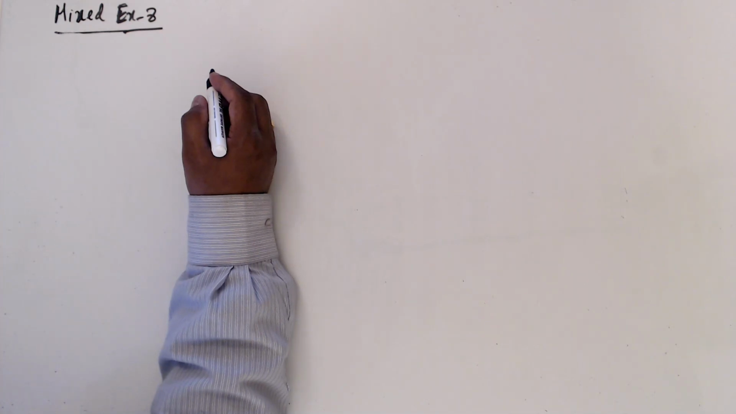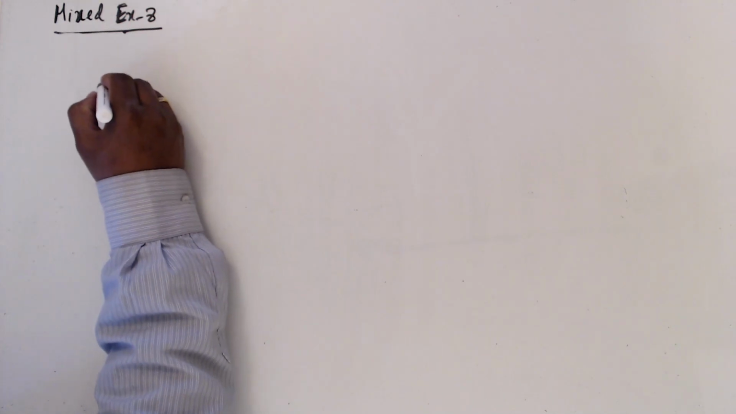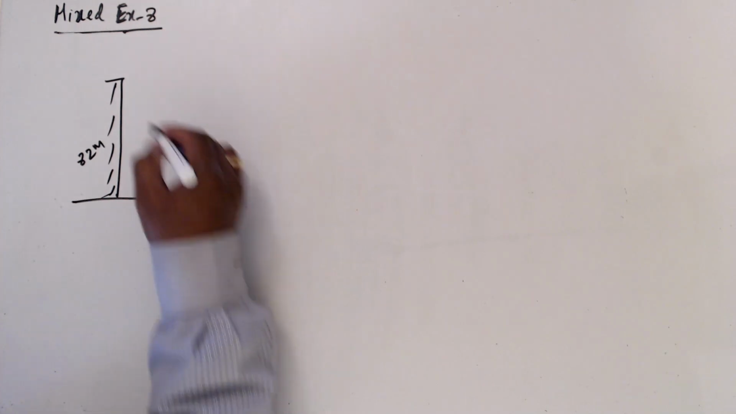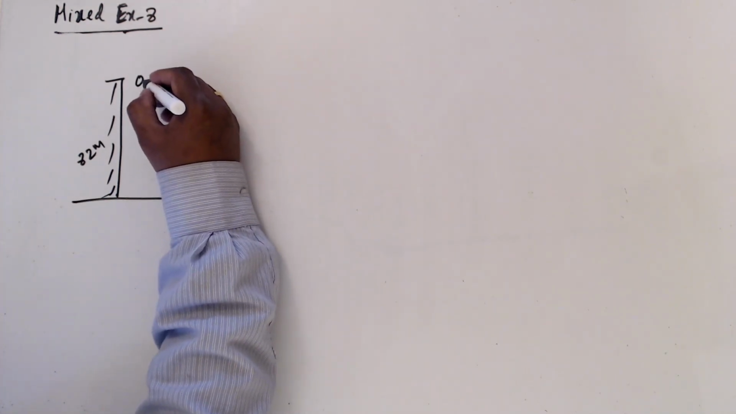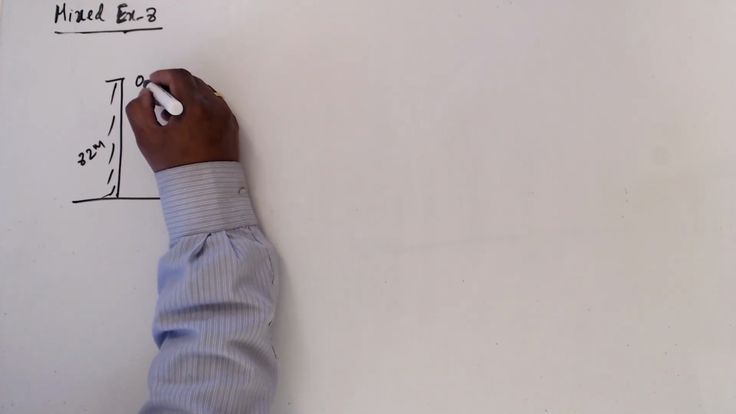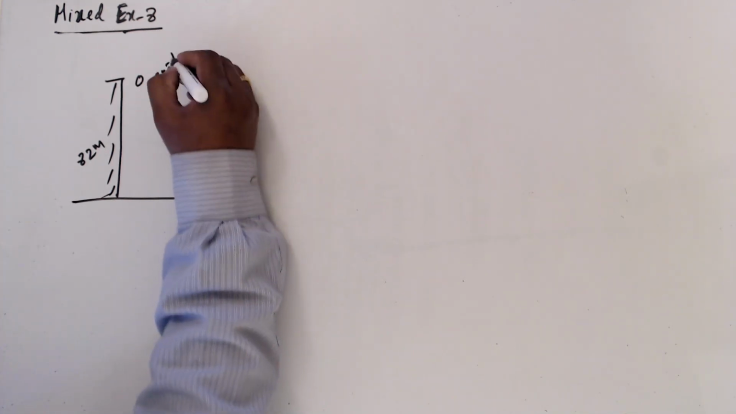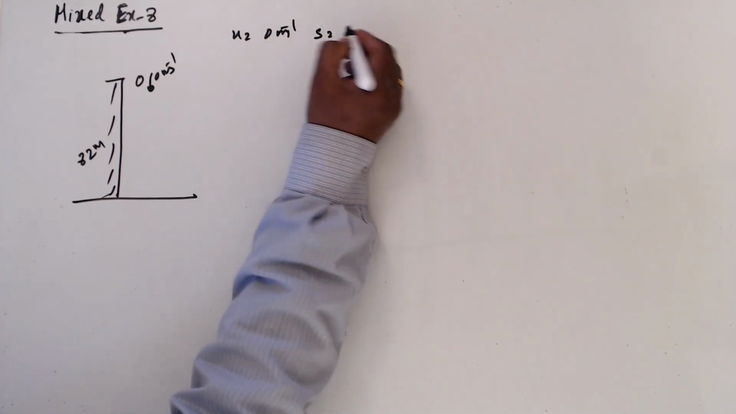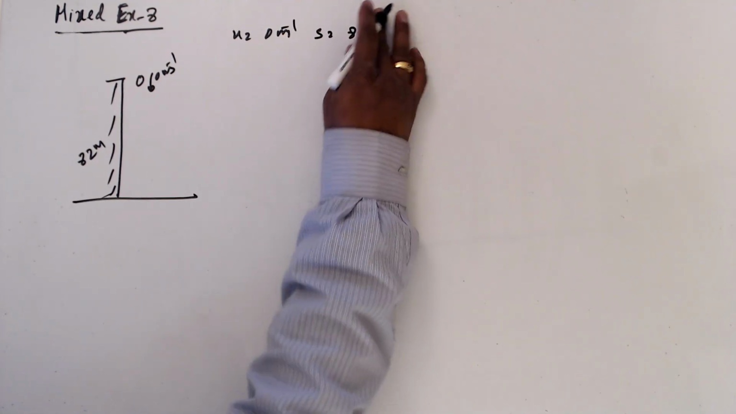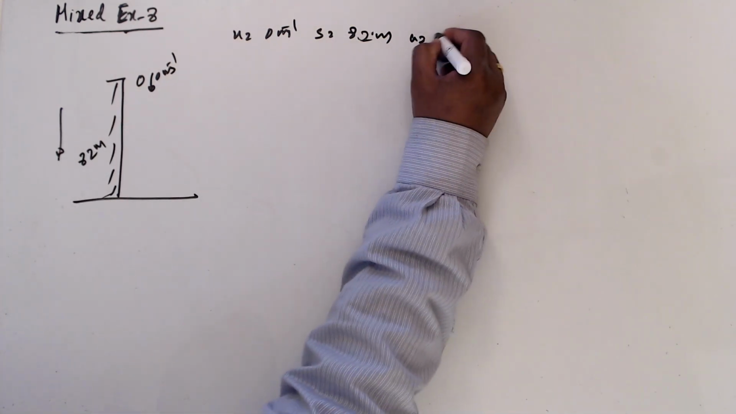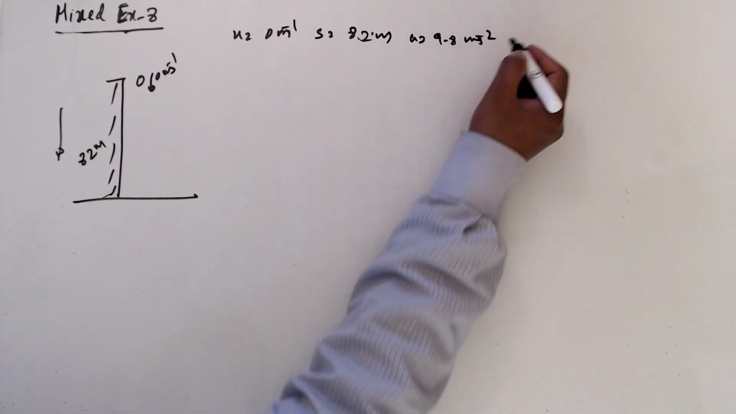Question number 8. A child drops a ball from the top of a cliff which is 82 meters. So the cliff is 82 meters and the child drops a ball, initially at rest. So u is 0 m/s. s is given as 82 meters. So we'll take this direction as positive. a equals 9.8 m/s².